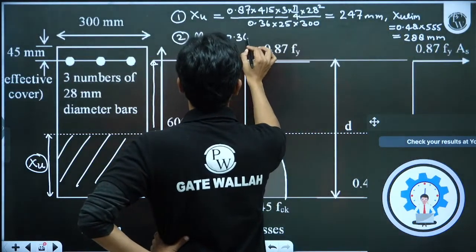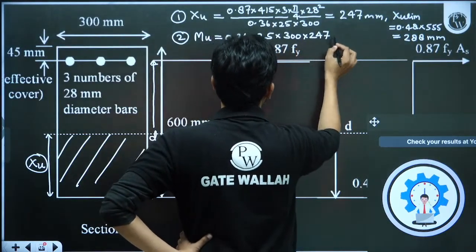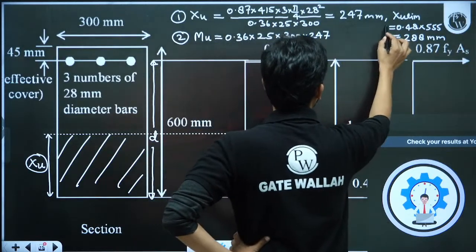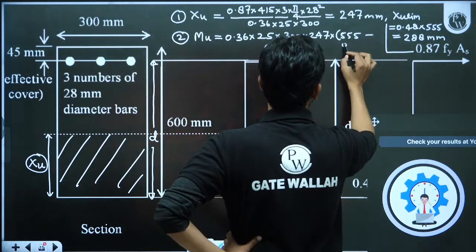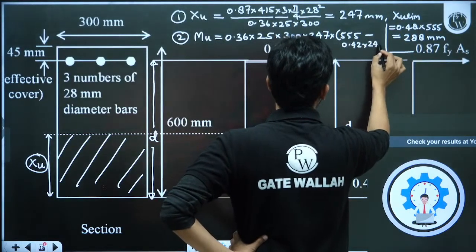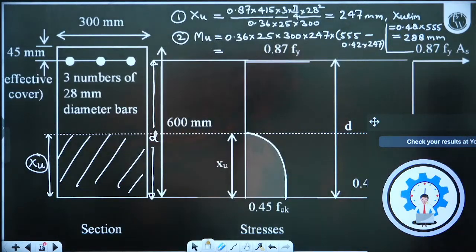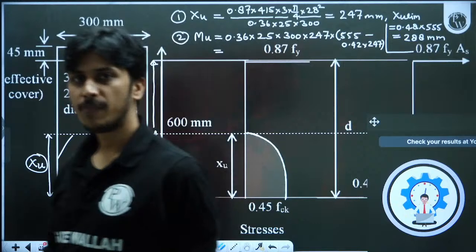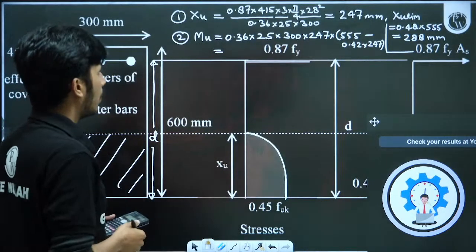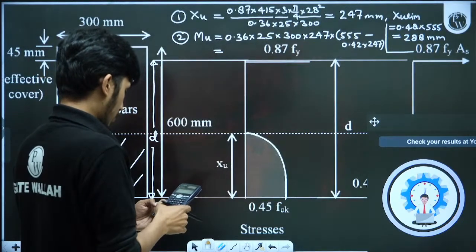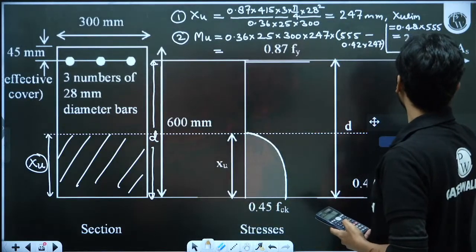MU will be 0.36 into FCK 25 into B 300 into XU 247 into D minus 0.42 XU. What is D value? D is 555 minus 0.42 into 247. From here we will get the answer. What is the answer? Somebody is saying 266, somebody is saying 288. Let me check. 266.4. Why are you saying 288? 266.4.